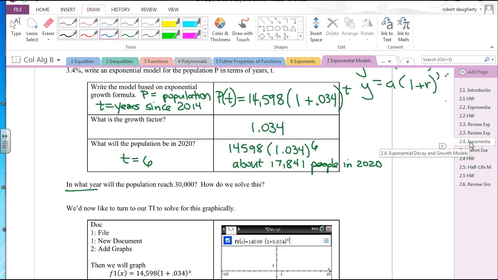If you will look at what we do here. In what year would the population reach 30,000? Now what follows are some screenshots about how to do this graphically in your calculator. I'm going to bypass that and just give you a function on your calculator that allows you to solve for the variable. Okay, so if I were to write this out, when would the population reach 30,000? What would I write out? I would write 30,000 equal what?